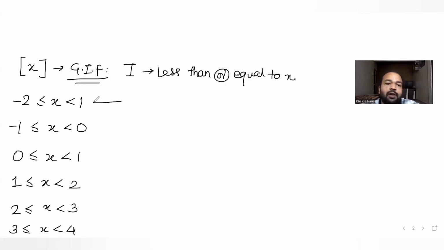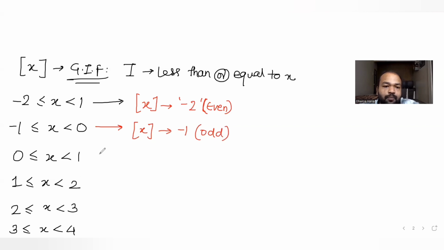If I'm trying to find the greatest integer value for this function of x, we know it should be the integer value that is lesser than or equal to the value of x. So from -2 to x less than -1, the integer value which will be there is -2. This tells me that the greatest integer function is even. If I talk about x inside the square bracket here, it is going from -1 to values of x less than 0.